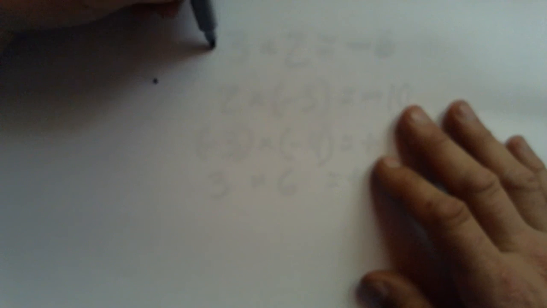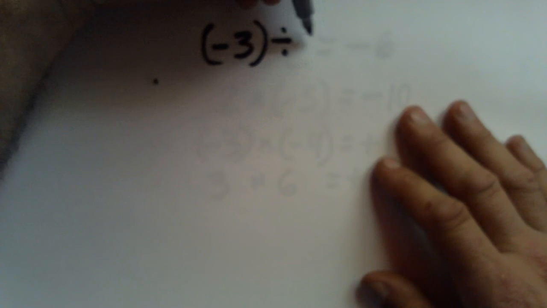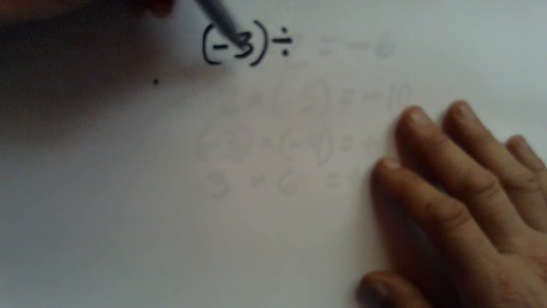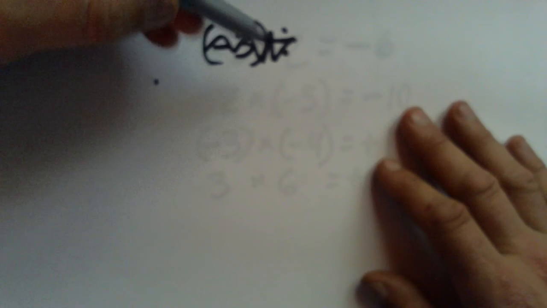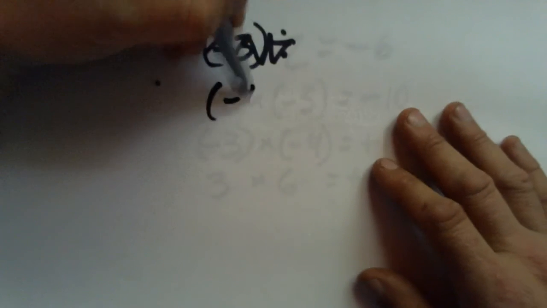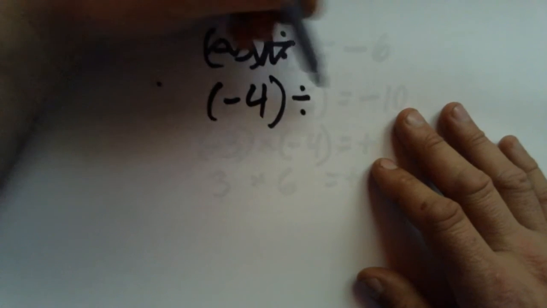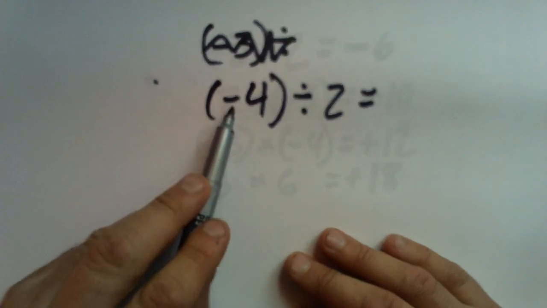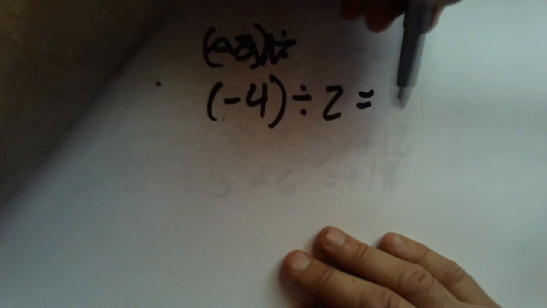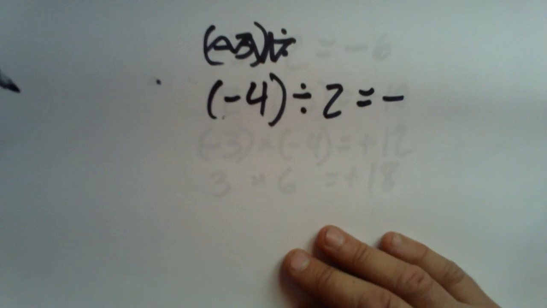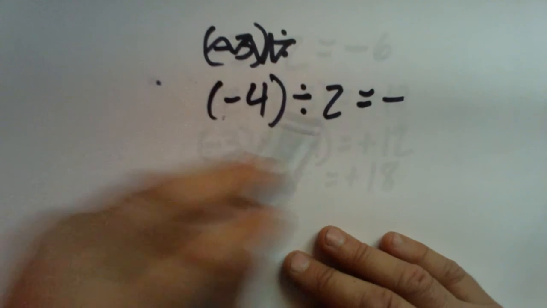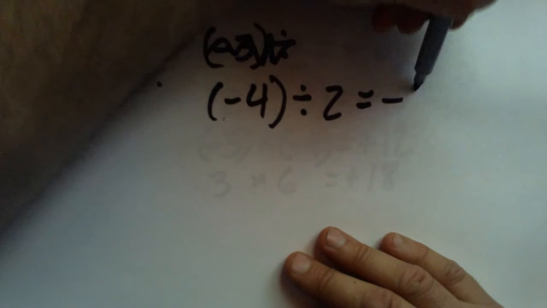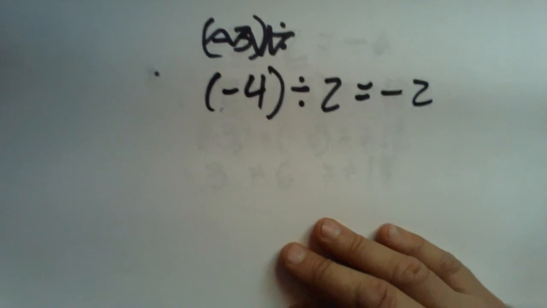Let's say I have negative 3 divided by, negative 3 doesn't divide evenly into much. Let's try a different one that's a little easier to prove the point. Negative 4 divided by positive 2. Negative and a positive, the signs are different, so it's going to be negative. I know that much. So what's 4 divided by 2? That's 2. So there's my answer there.